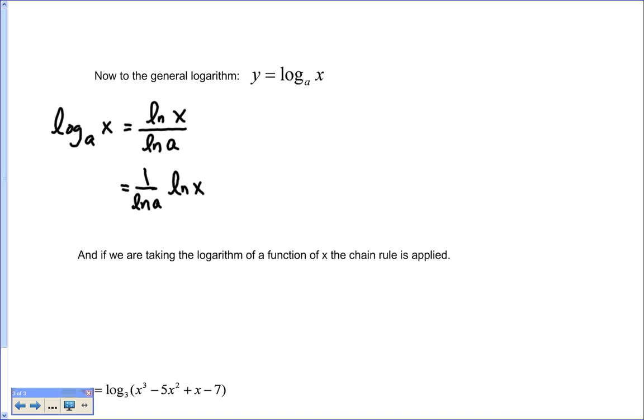So if we look at this, it's going to help us find our derivative. dy dx, well, the derivative is going to be the constant multiplied by the derivative of the function. Well, the derivative of natural log of x is 1 over x. Or in this case, 1 over x natural log a.